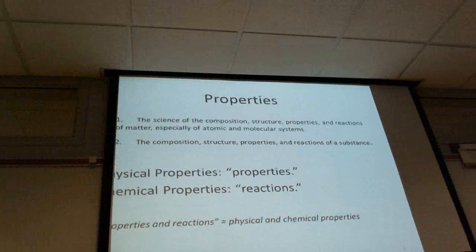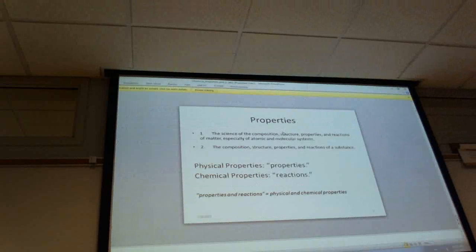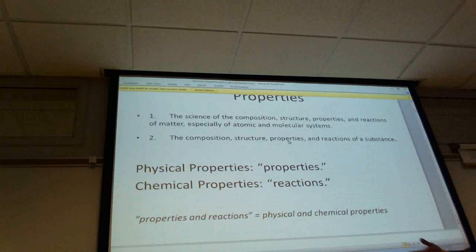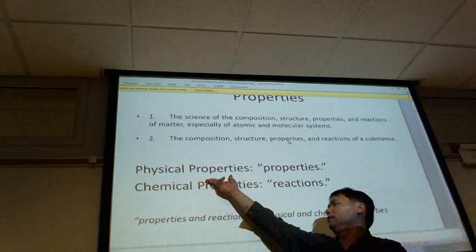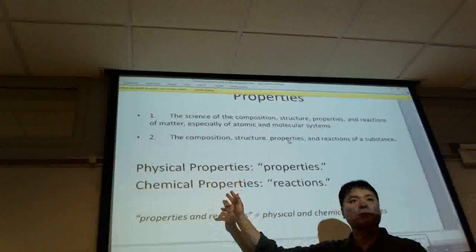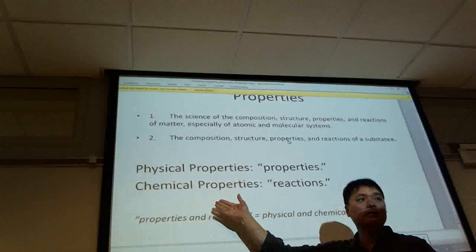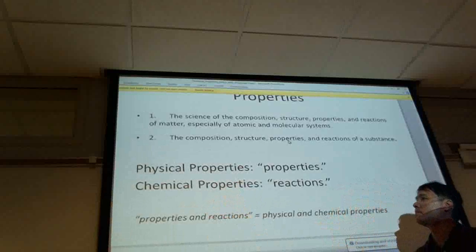Why do we want to know the types of chemical reactions? Because we want to know chemical properties. A lot of you, physical properties, no problem, but chemical properties, we want a very good understanding because we want to know how things react. What happens when you mix things together.